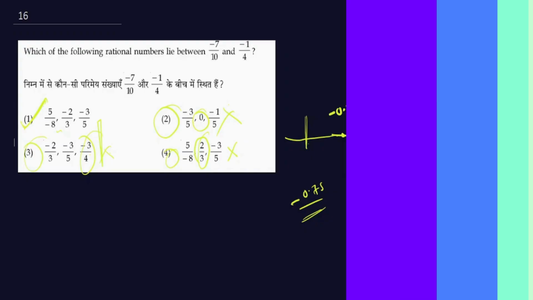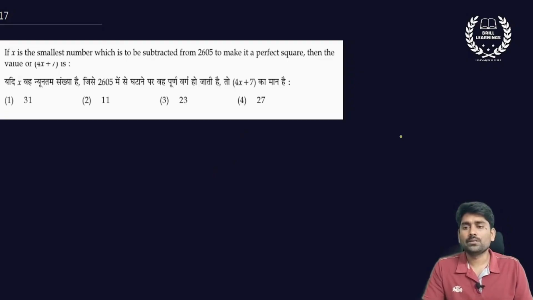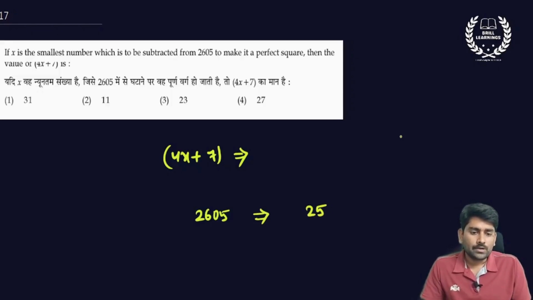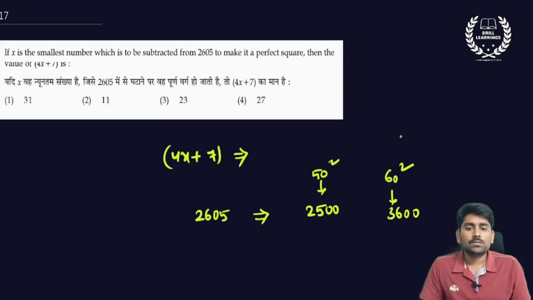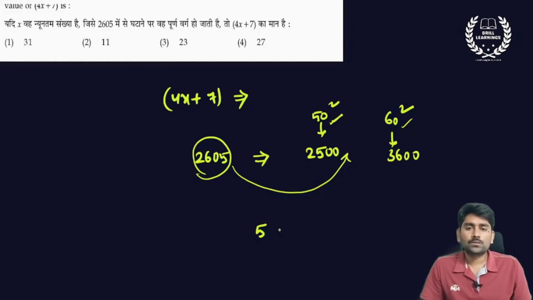Let's move to the next question. If x is the smallest number which is to be subtracted from 2605 to make it a perfect square, then what is the value of 4x plus 7? We need to find the value of this. Observe that 2605 is in between 2500, which is the square of 50, and if I write 60 square, I'll get 3600 here. This value is in between these two values, and it is nearer to 50. So I'll check option by option.